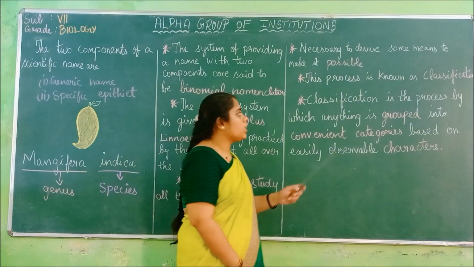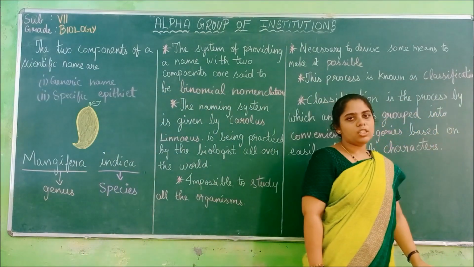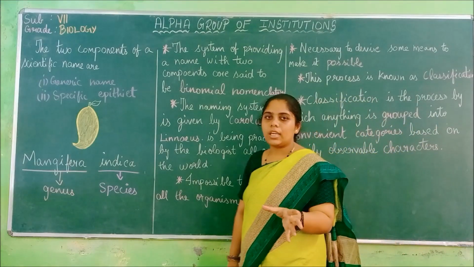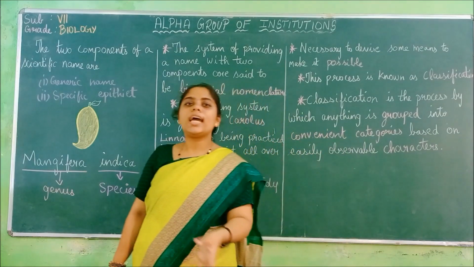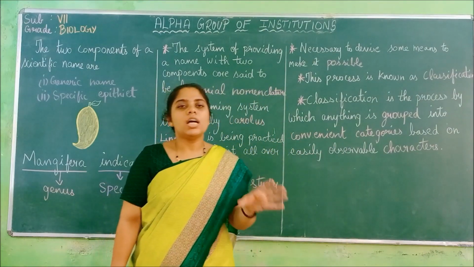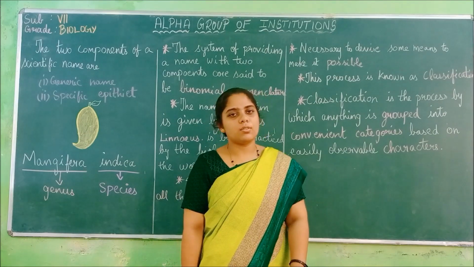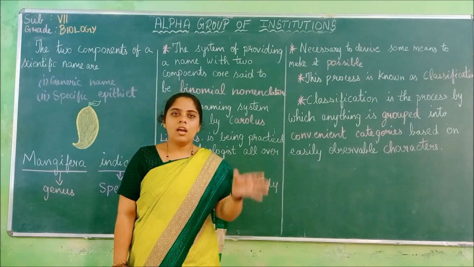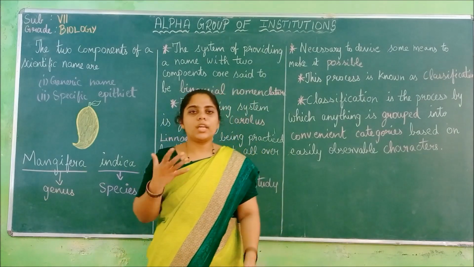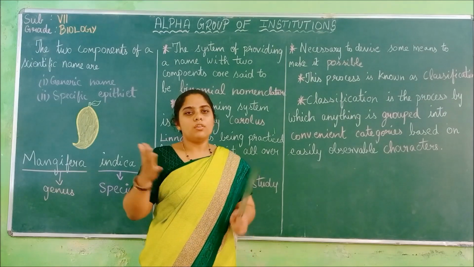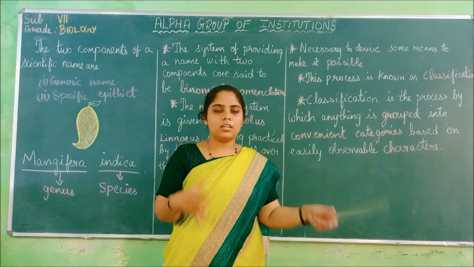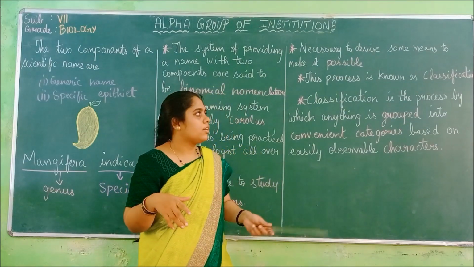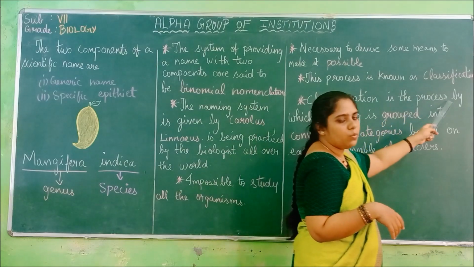So for that only, classification was brought about. Classification means we categorize all the organisms according to their characters. That grouping of all the organisms based on their characteristics is called classification. We cannot study them one by one. If they are grouped together based on their same characteristics, we can learn them in groups, and it will be much easier. So for that only, classification was brought about.